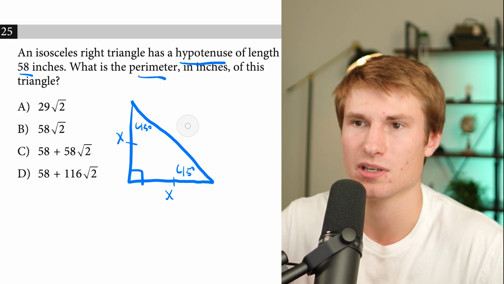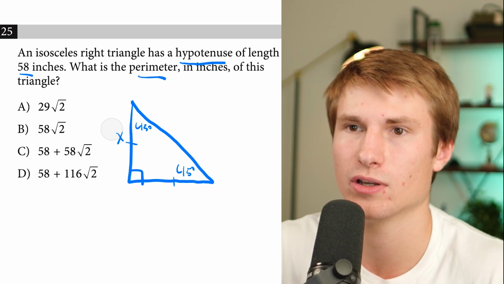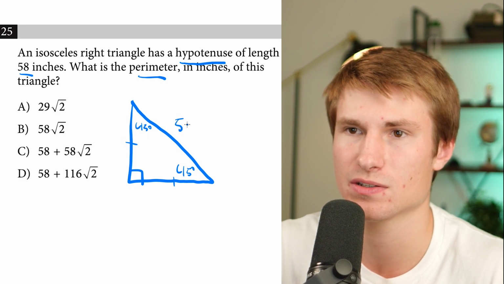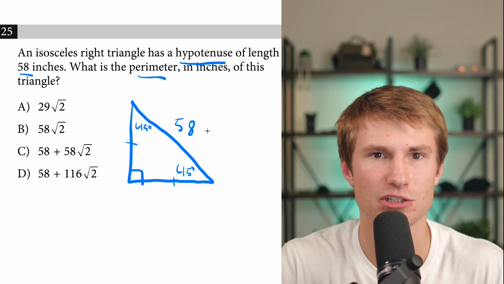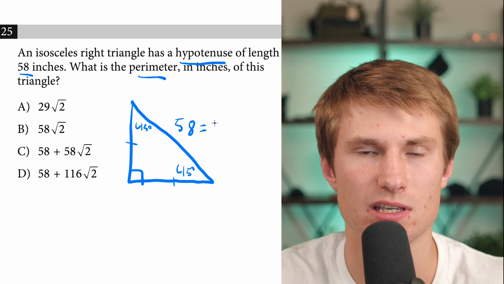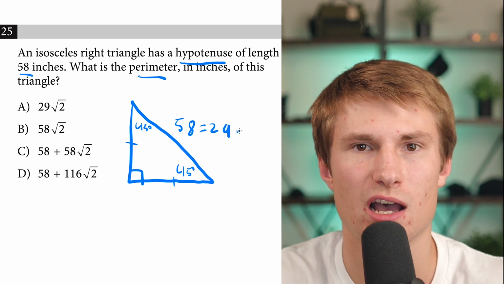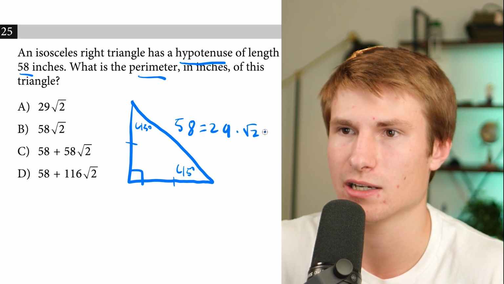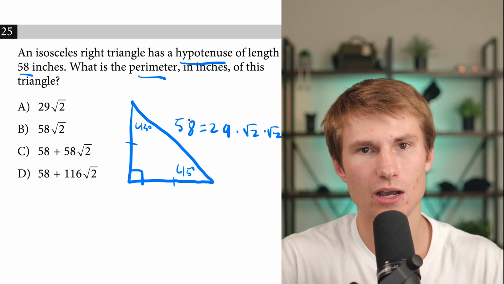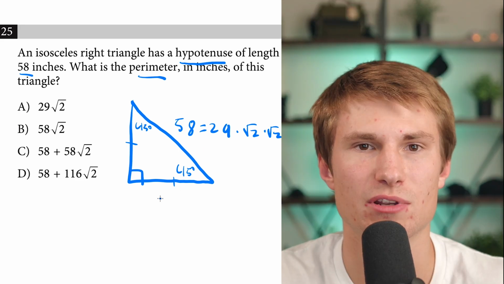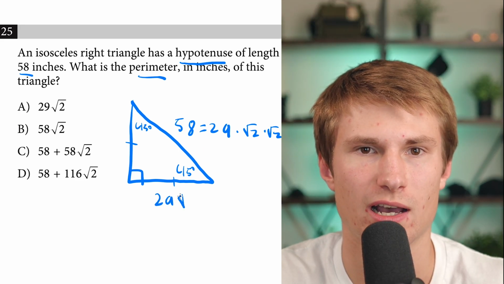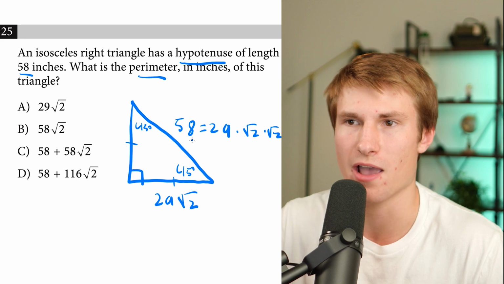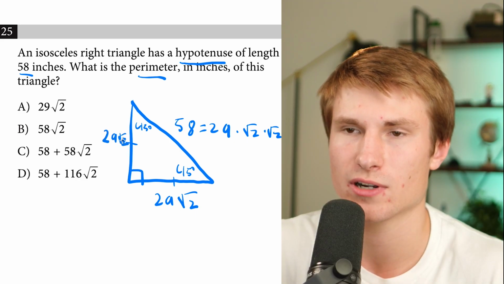Now, this is important because when we have our given hypotenuse of 58 inches, I would elect to rewrite this actually as 29 times root 2 times root 2. And you'll see why I'm writing that in a second here. So times root 2 times root 2. Now, the reason I'm choosing to write it like that is because then we know that our values down here would be 29 times root 2, since they just don't have that extra root 2 added onto them. And since they're isosceles, they're going to be the same.